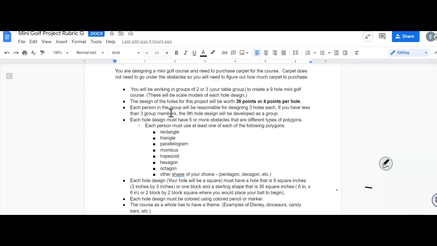Each hole design must be colored using colored pencils or markers. That would be your final project. It needs to be colored. The course as a whole needs to have a theme. So Maggie, Hudson, and Aiden all need to come up with a theme together, and everyone's hole has to use that theme. For examples, you could use Disney. You could have dinosaurs, candy bars. Please be creative. Think of something that you would like to do.